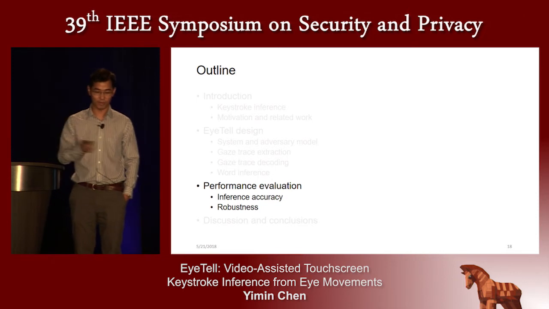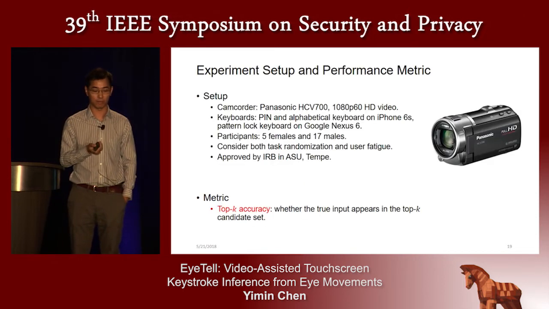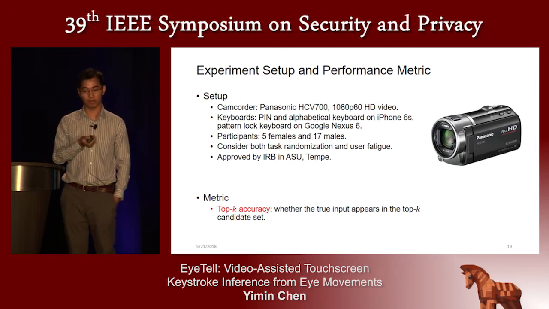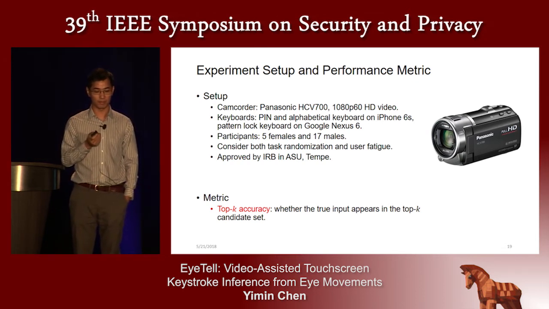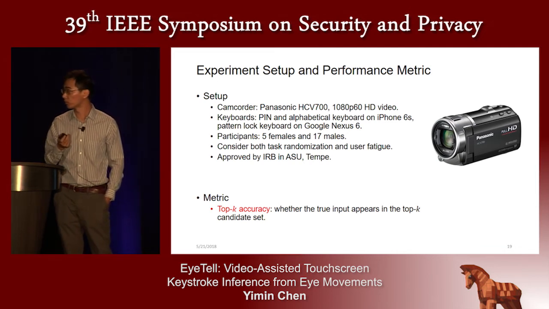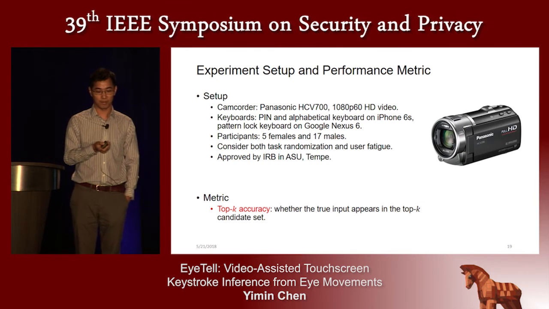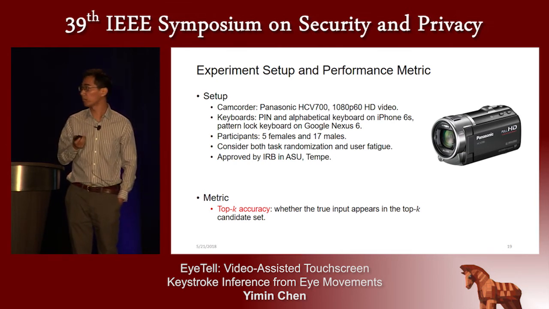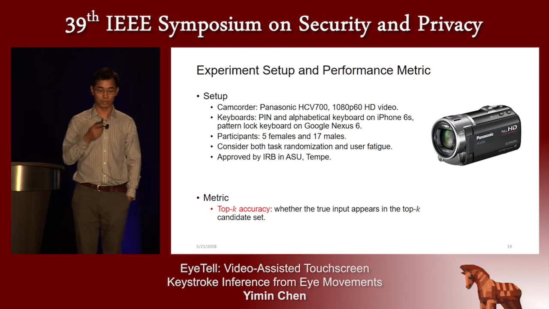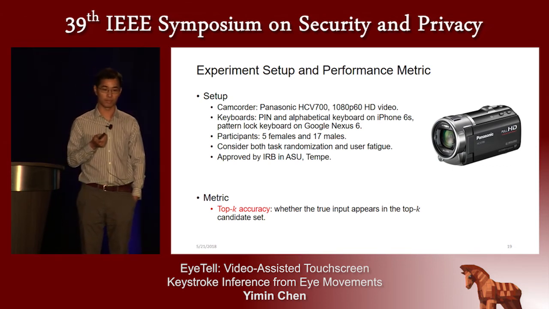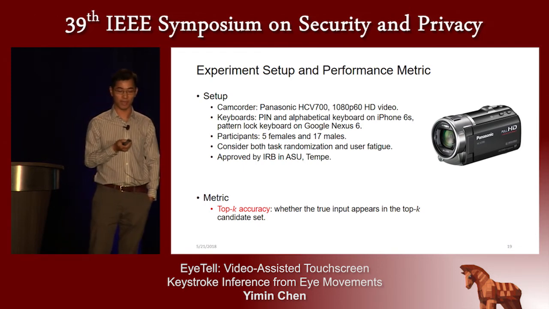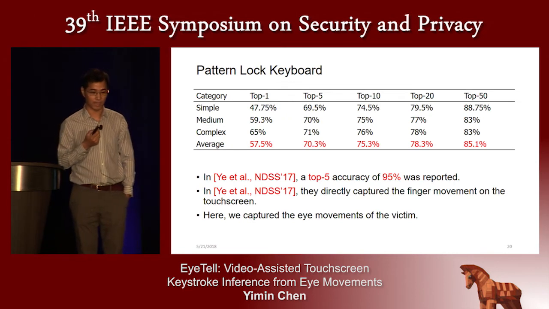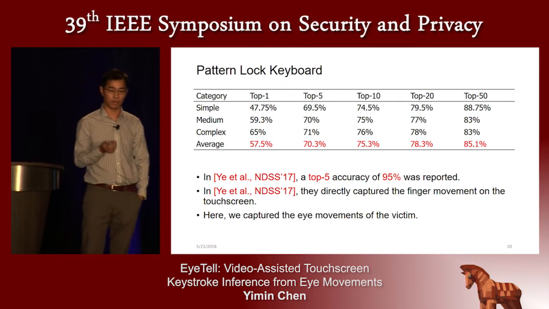From now, I will very briefly go through our experimental results. We use a camcorder to record high-definition video. We use the iPhone 6s and the Android Google Nexus 6 for the experiment. In total, we recruited 22 participants, and all the experiments have been approved by the IRB at ASU. To ensure the reliability of our experiment, we also consider task randomization and user fatigue. We use top-K accuracy as the evaluation metric. And the table here shows our result on the pattern lock keyboard.